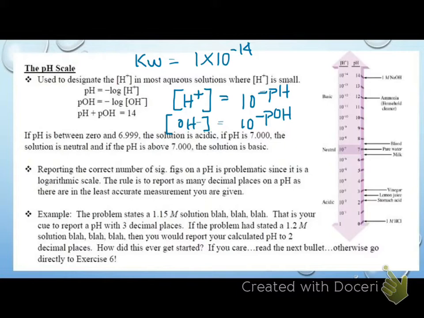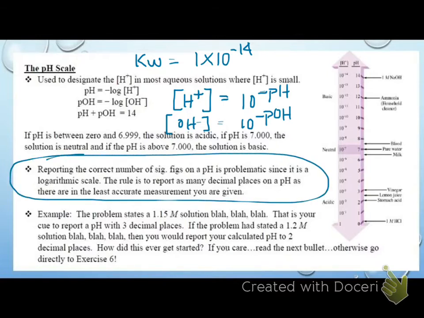Here is something I don't know if you remember from Chem 1. When we are doing significant figures for pH, we are going to look at the decimal places. So if I have a pH of, say, 4.87, I look here and say my concentration needs to have 2 significant figures.